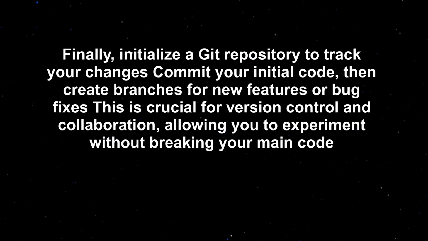Finally, initialize a Git repository to track your changes. Commit your initial code, then create branches for new features or bug fixes. This is crucial for version control and collaboration, allowing you to experiment without breaking your main code.